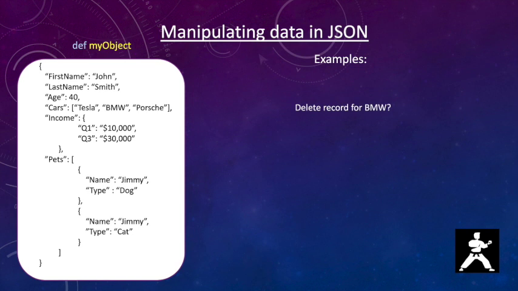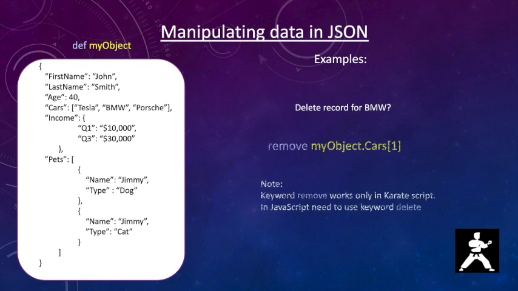And the last example, how to delete the record for BMW. So we want to delete the second car in our array. It's pretty simple and similar to the example before. So we call remove myObject.cars, provide the index for our array, and we remove BMW.